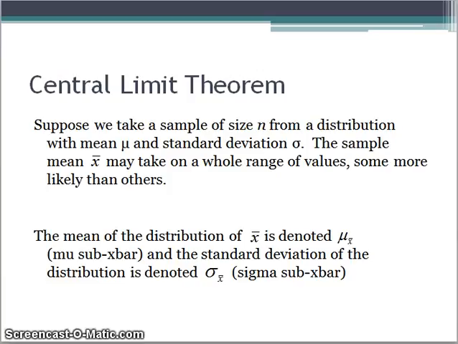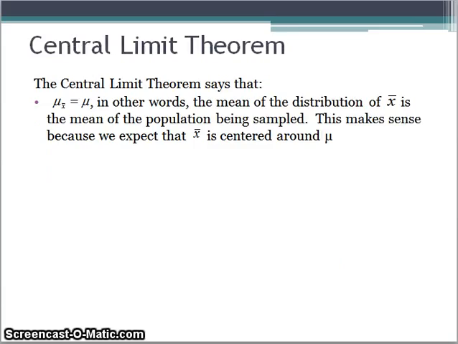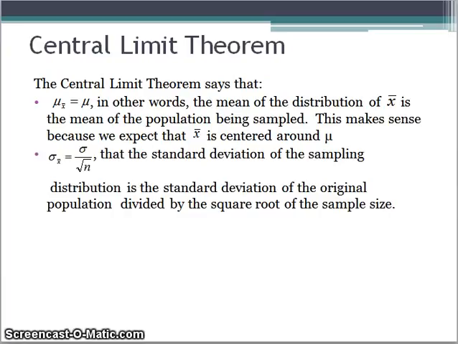Okay, so now for exactly what the central limit theorem says, it says that the mean of the distribution of x bar is the same as the population mean. And this shouldn't be a surprise, because if you take a sample mean, you expect that it's going to be pretty close to the population mean. Sigma sub x bar is not quite so easy. It's not the same as sigma, it's a little bit smaller.